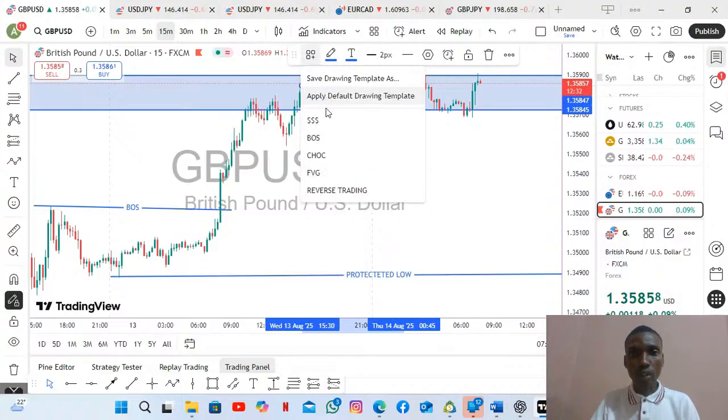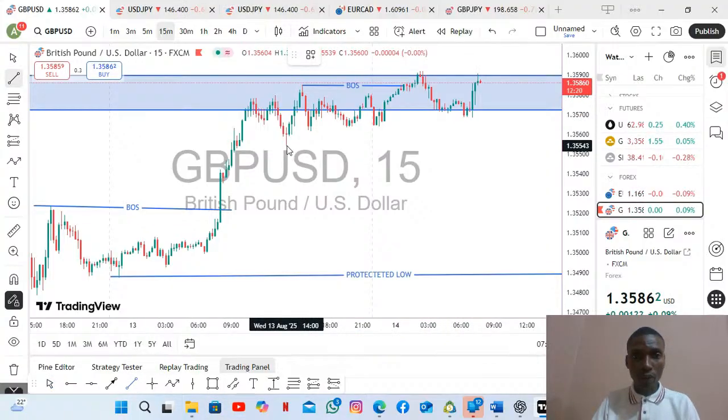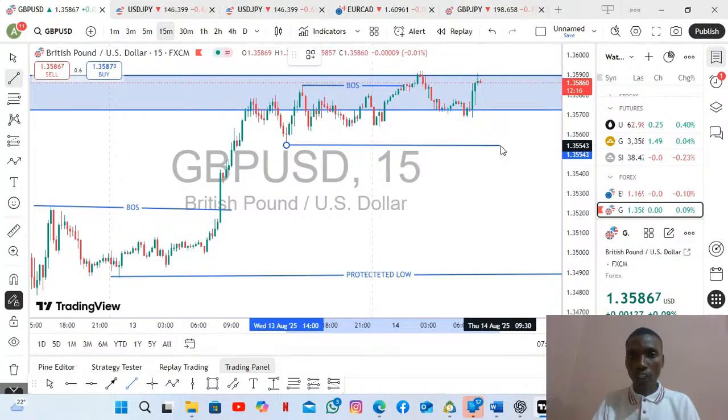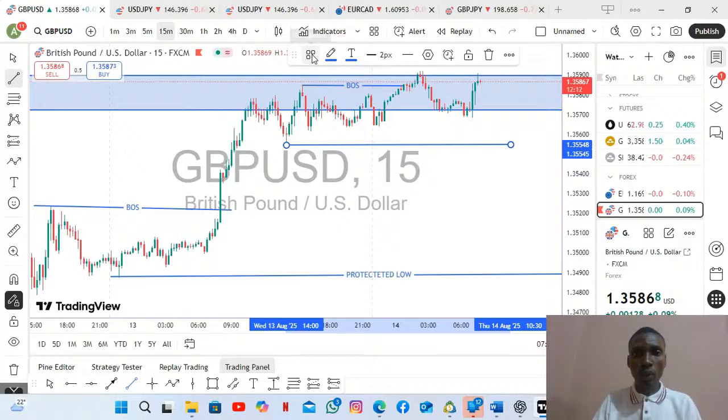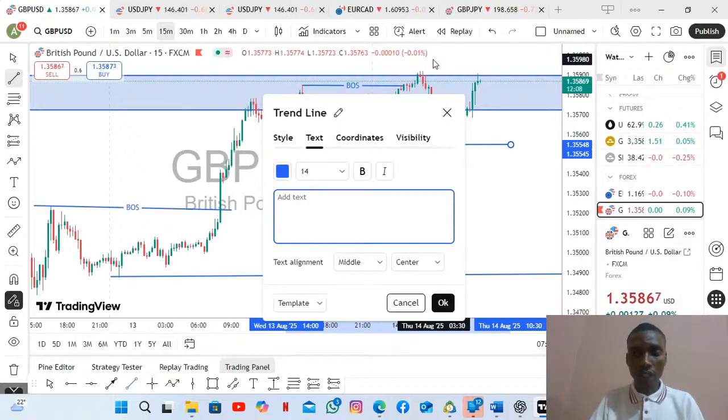We can still spot a break of structure there. So price is still inside this other block, and we are going to do nothing. Now, from the 15-minute time frame, this is our protected low. If price doesn't take out this protected low, we are not doing anything.